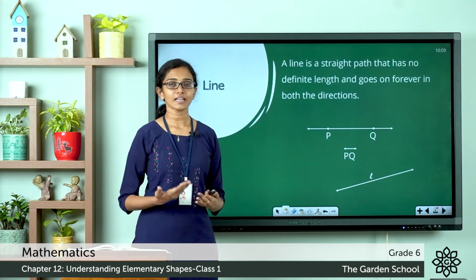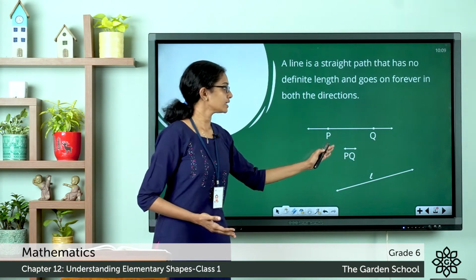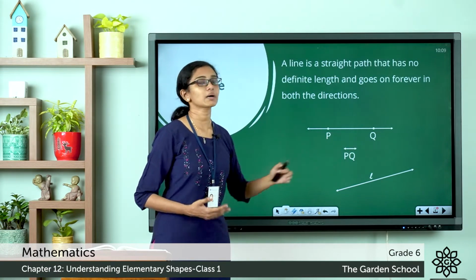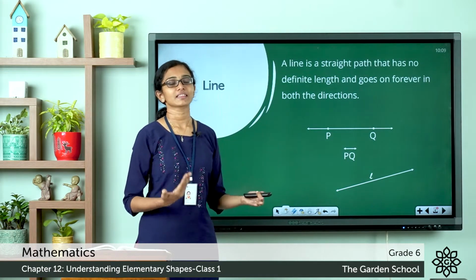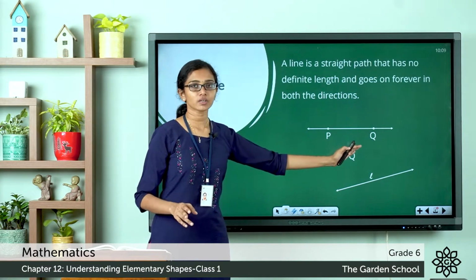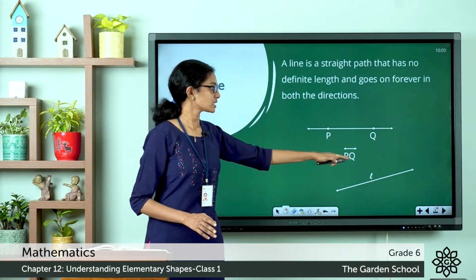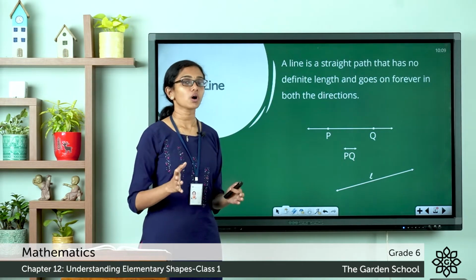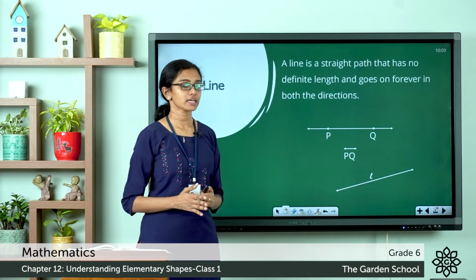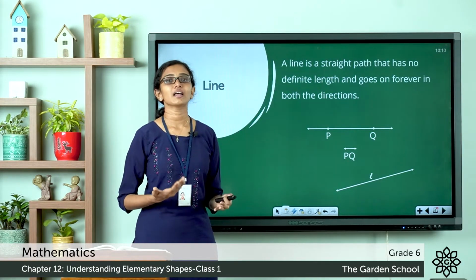So to name a line, you can write 2 points on the line, and then above the 2 points you can put a double-sided arrow to represent the line. So here we have named this line based on the 2 points marked on the line, which are usually represented using capital letters. Hence, this is line PQ. You can also name a line using a small letter. So here you have line L. So that was about line.